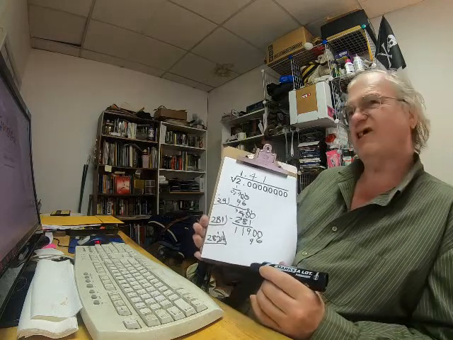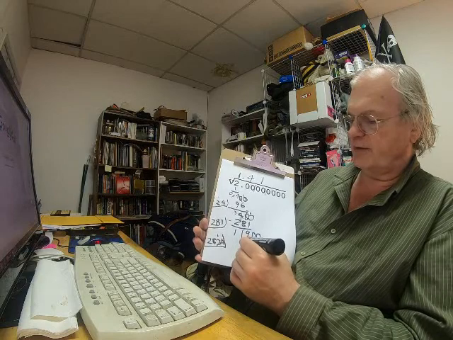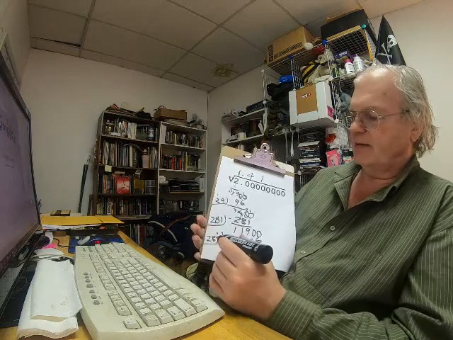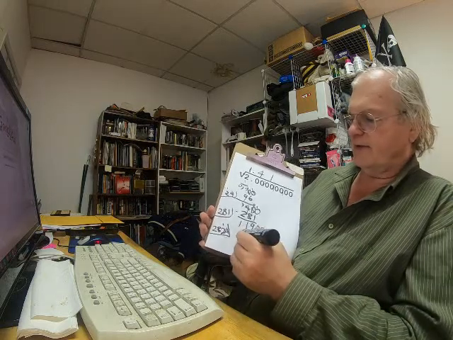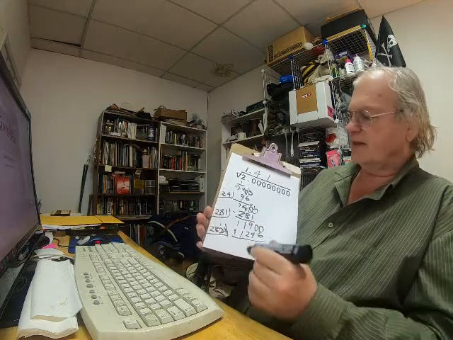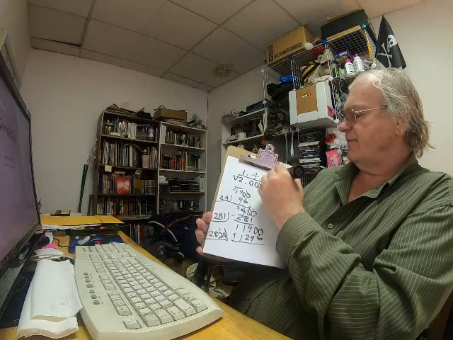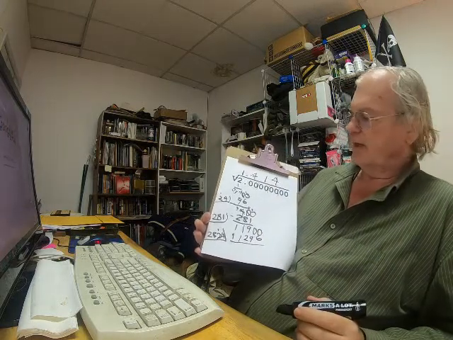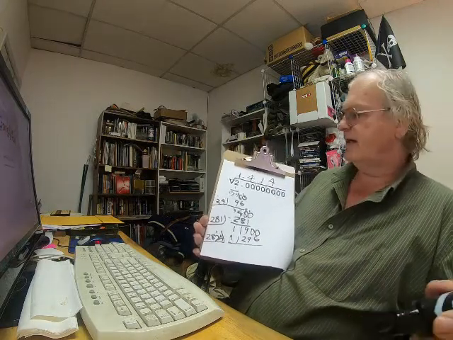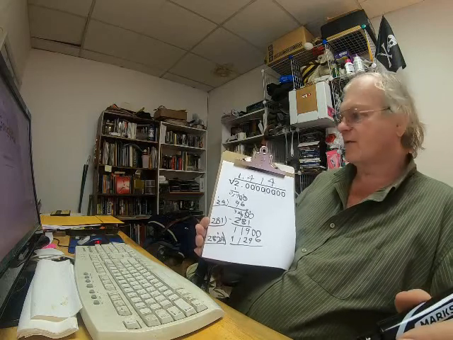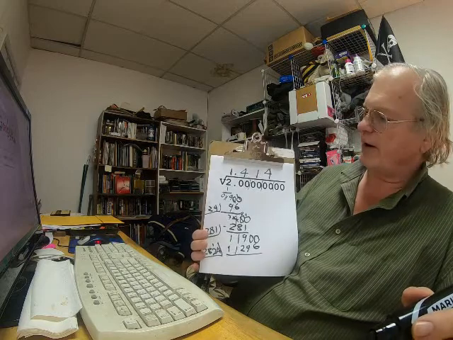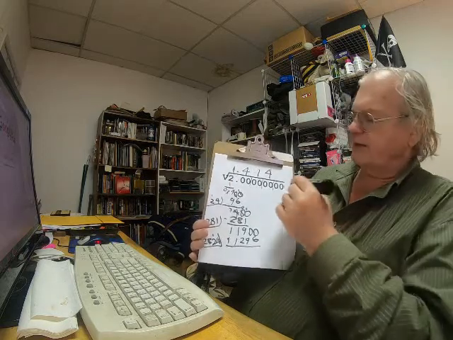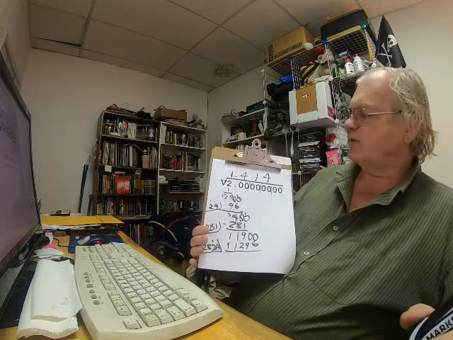8 times 4 is 32, so we put the 2 there. And 2 times 4 is 8, plus the 3 is 11. And we're just under that. So we know this next digit is a 4. So we already know that an estimate, for most practical purposes, of the square root of 2 is 1.414.